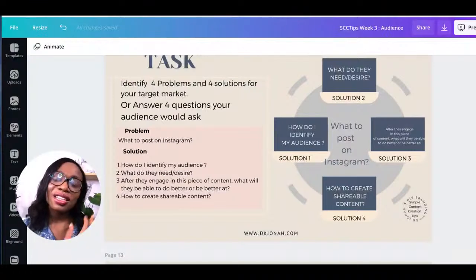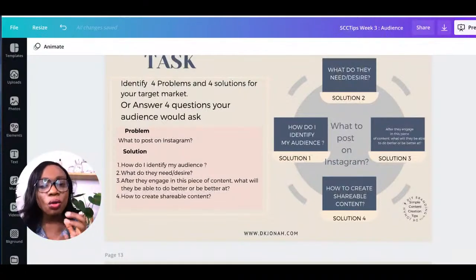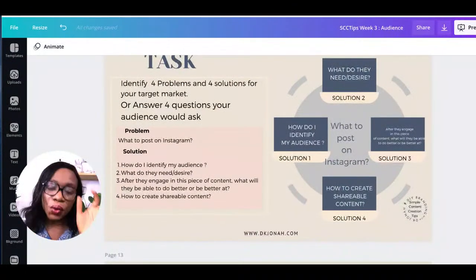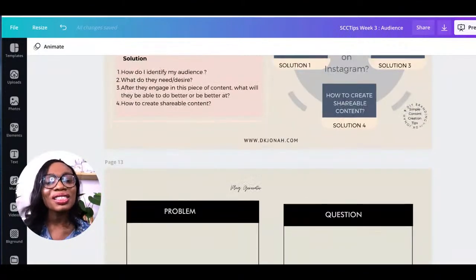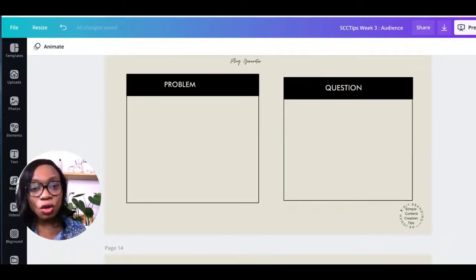She wants them to understand their hair better. All these little things will then determine the content that I create. And this is where you come in.